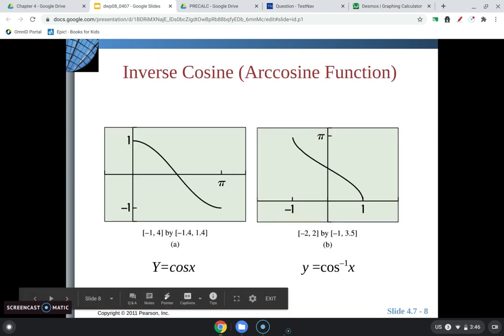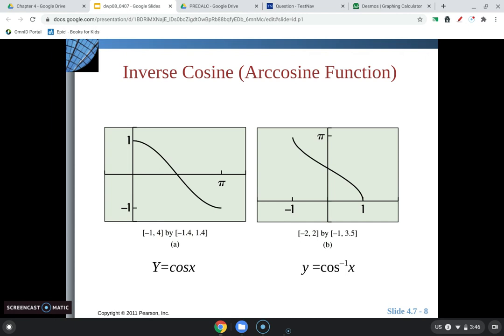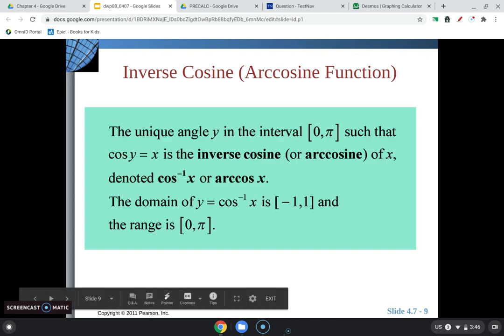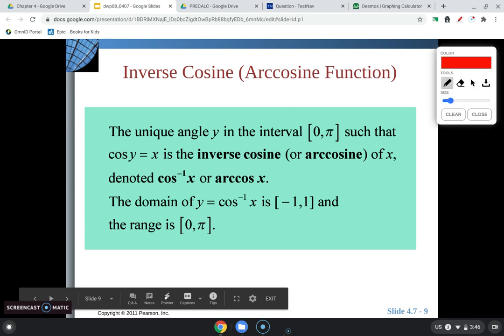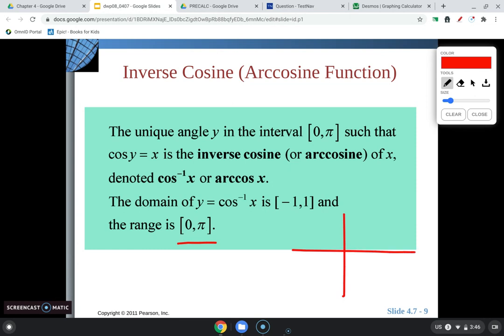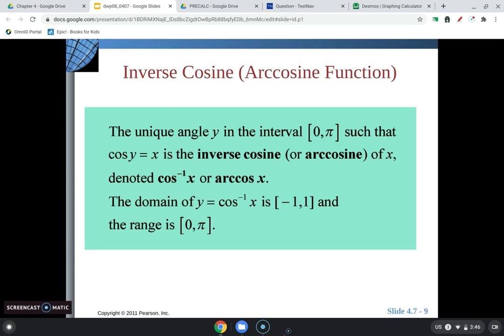All right, arc cosine or inverse cosine. That's what the graph would look like, and then the graph of the inverse cosine. So for inverse cosine, we are from 0 to pi. For our range, we are only going to be working in quadrants 1 and 2 when dealing with inverse cosine. Always a positive angle out of that.